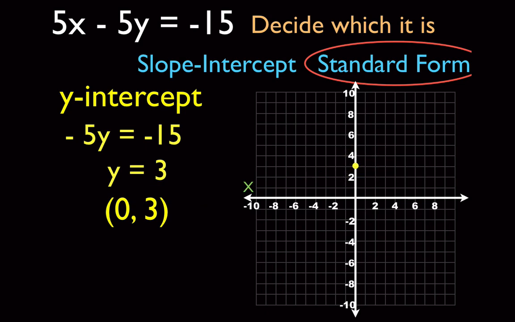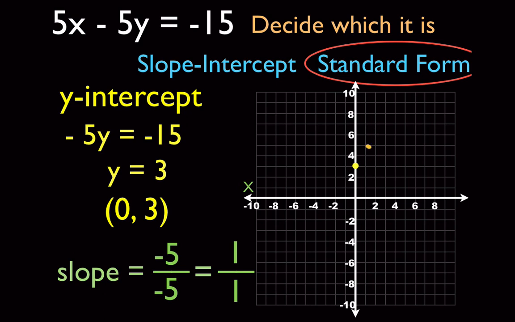We need to go ahead now and determine our slope. Remember, opposite of a over b. So take a second and do that. Okay, it gives you negative 5 over negative 5, which obviously simplifies quite a bit. Negative over negative makes positive, and 5 over 5 makes 1 over 1. So plot that first point. Again, up 1, right 1, and speed graph the rest of the way.